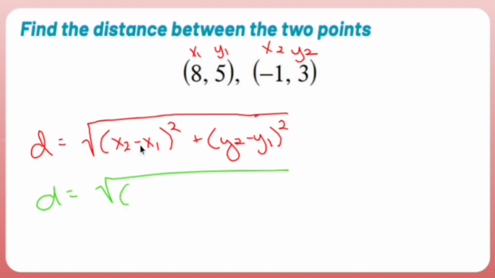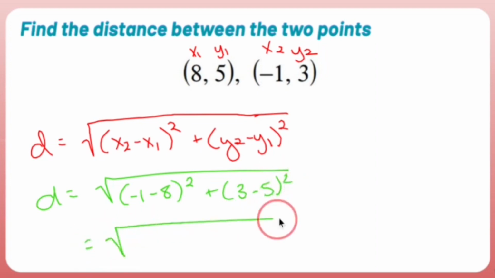Inside the first parentheses, I have x sub 2, which I called negative 1, minus x sub 1, which I called 8. Square that, plus y sub 2, which is 3, minus y sub 1, which is 5. Square that. Inside the square root, I have negative 1 minus 8, which is negative 9 squared. See what I mean? This is just going to become positive anyway. Plus 3 minus 5 is negative 2 squared.